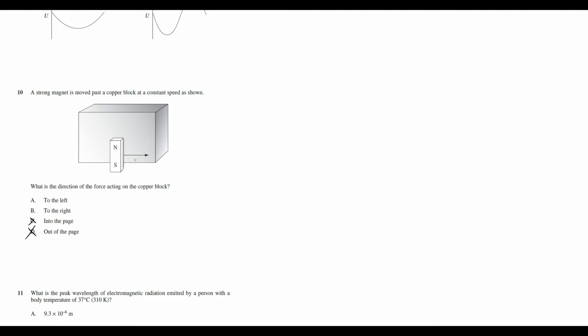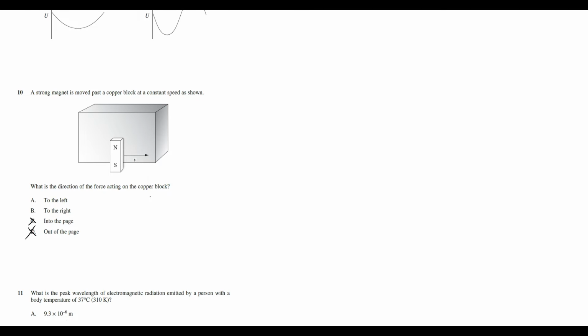Okay, so now it's going to be either to the left or to the right. Now, if it moves to the left, what's going to be happening here? The velocity, or the relative velocity between the magnet and the block would be increasing, which would in turn increase the current. So that would actually create a little bit of a paradox, right? Because we'd then just be creating more and more energy from nothing.